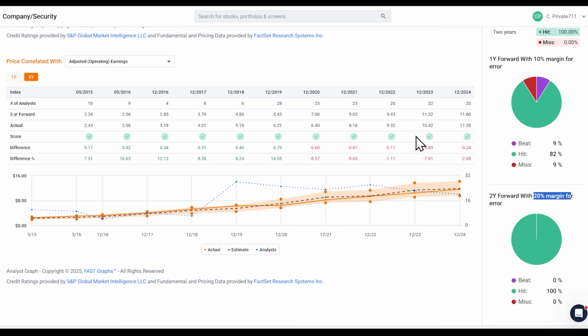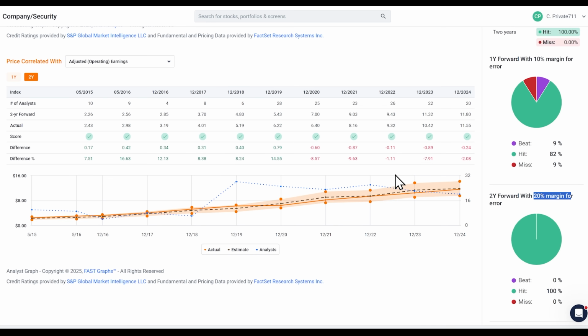So the 2 year forward estimate, for example, 2023 was $11.32. The actual came in at $10.42. Now that was almost an 8% miss, but it was still within the 20% margin of error. In 2024, the forward was expected to be $11.80. The actual came in at $11.55. That's basically a perfect estimate, in my opinion. In other words, that's within any type of reason that a rational person that's not naive could expect an analyst that's looking into the future to be correct.